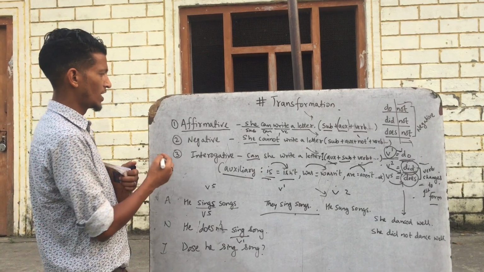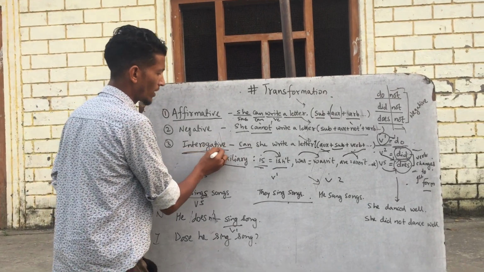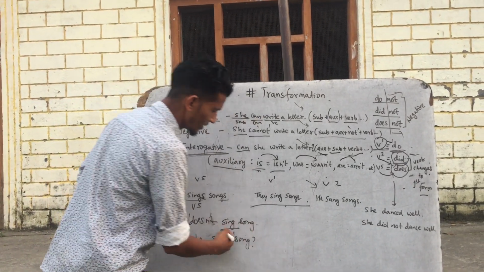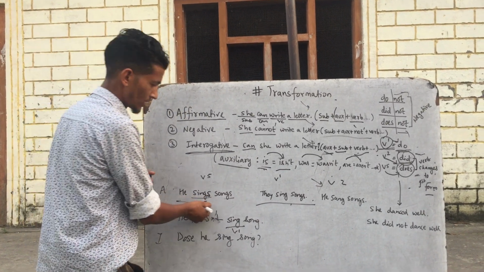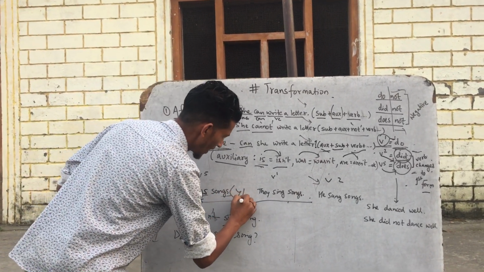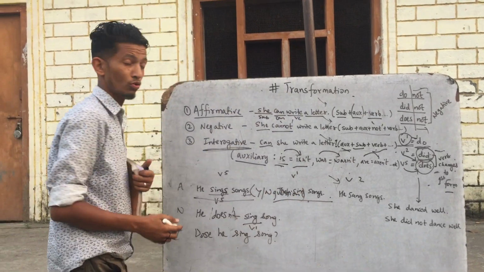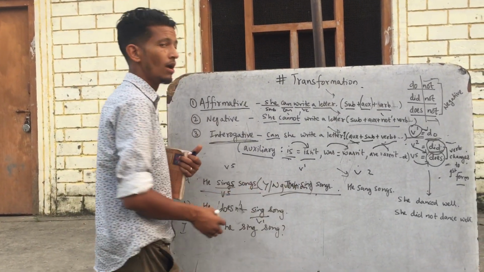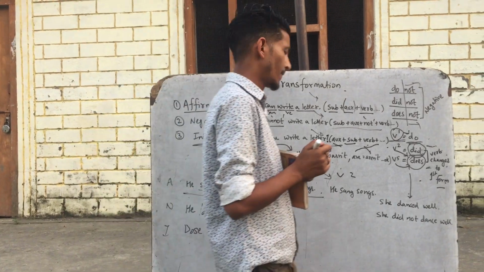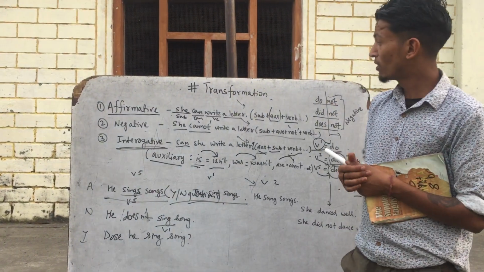There is one more point which I need to add in interrogative. Sometimes there is one sentence given, and yes or no question will be written over there instead of interrogative. So don't get confused. This also means an interrogative sentence. All right, so that's it from the transformation.